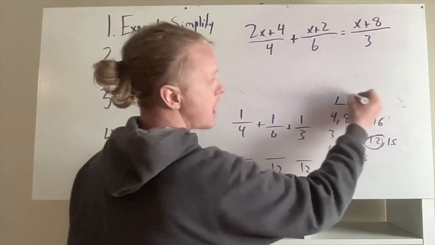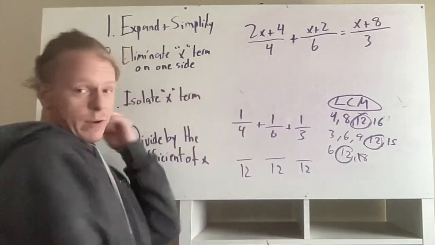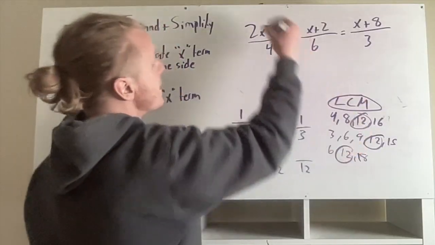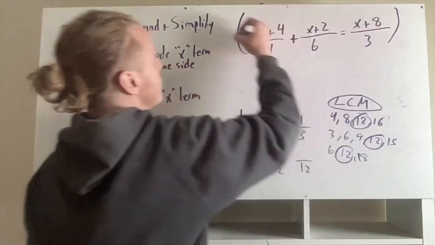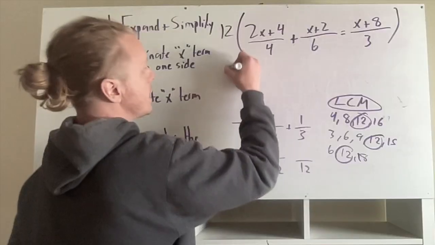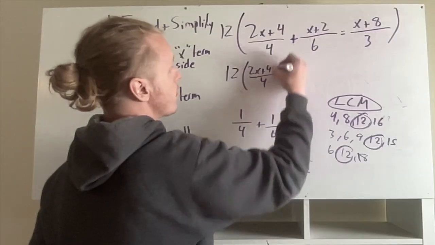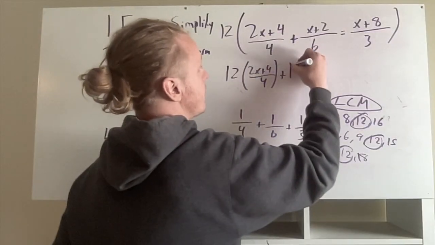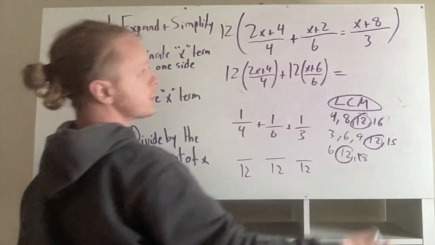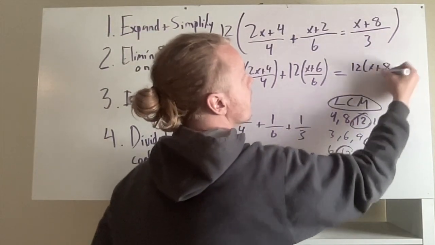We're going to use this least common multiple to help us get rid of these fractions as well, right? So when we want to get rid of these, we look at all 3. We identify the least common multiple, which is 12. Now I'm going to multiply this entire equation by 12, okay? So what that means is the 12 will be multiplied by the 2x plus 4 over 4. It'll get multiplied by the x plus 2 over 6 equals, right? It'll also get multiplied by the x plus 8 over 3.